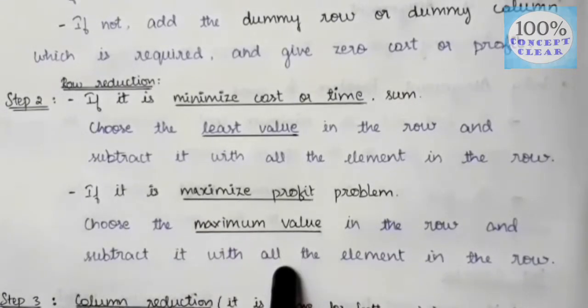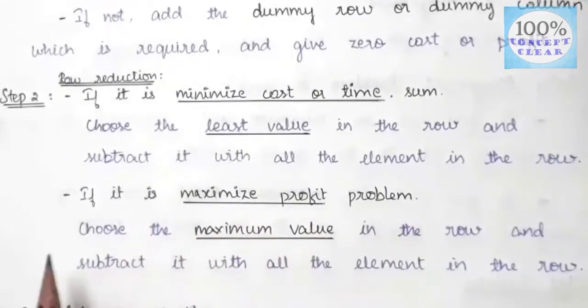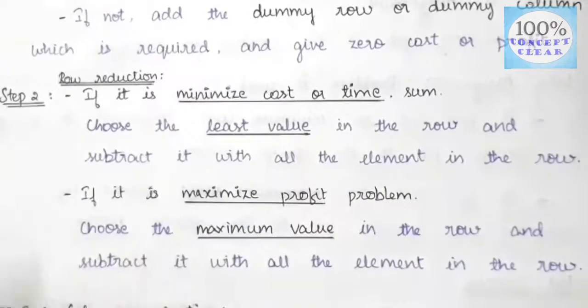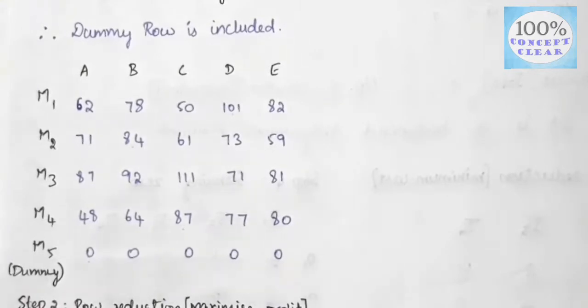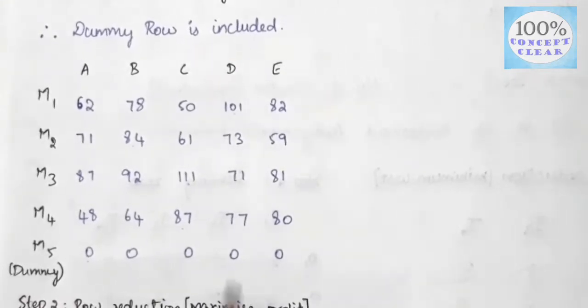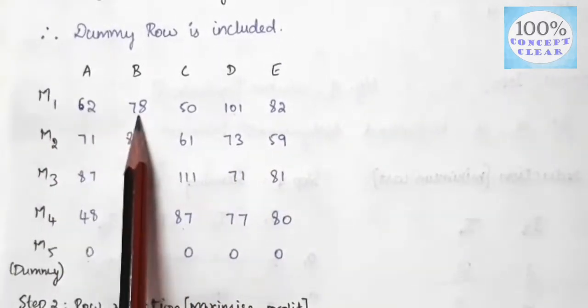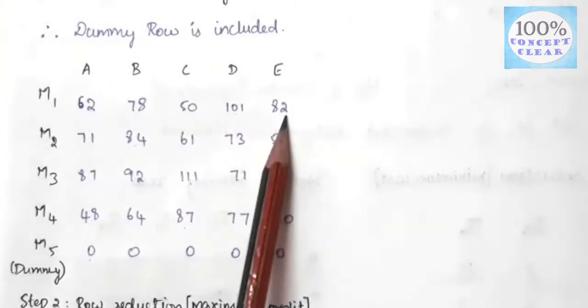So let us apply this in a problem. This problem is a maximize profit problem, so we are using the second one. As per row reduction, we must select the maximum value because it is a maximize profit problem. So check the first row, we have 82, 78, 50, 101 and 82. Here 101 is the maximum value.